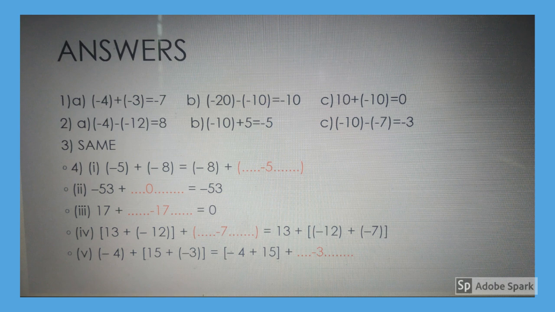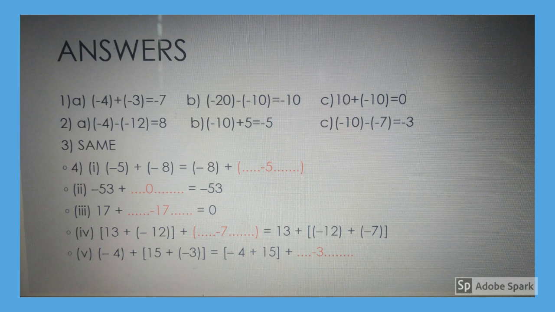Now the fourth one, -5 plus -8 is equal to -8 plus -5. This applies the commutative property. These types of questions will come in exams, so please be very careful. So this statement applies the commutative property. Now let's see the second one.